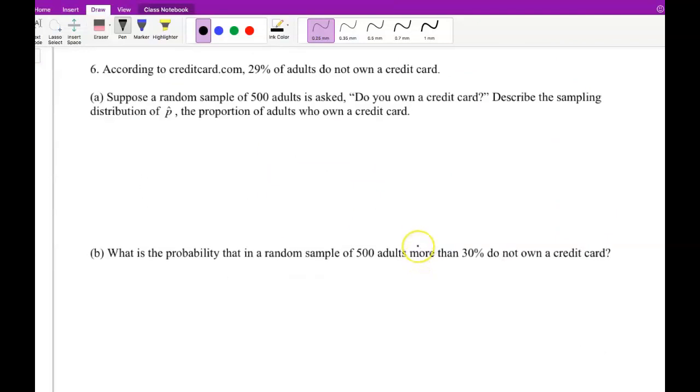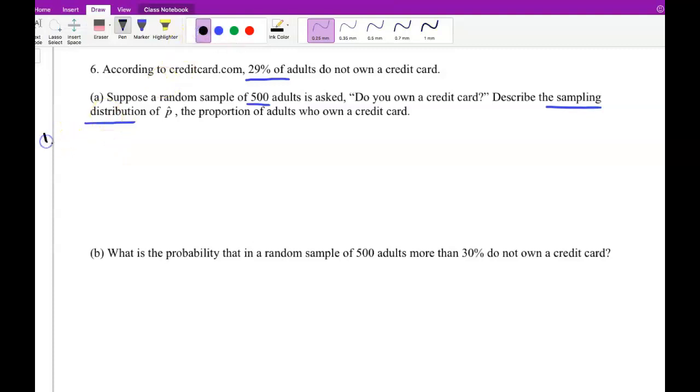Now, number six. Twenty-nine percent of adults do not own a credit card. Part A: suppose a random sample of 500 is asked, do you own a credit card? Again, you need to describe the sampling distribution of p hat, the proportion of adults owning a credit card. So again, all those three steps.